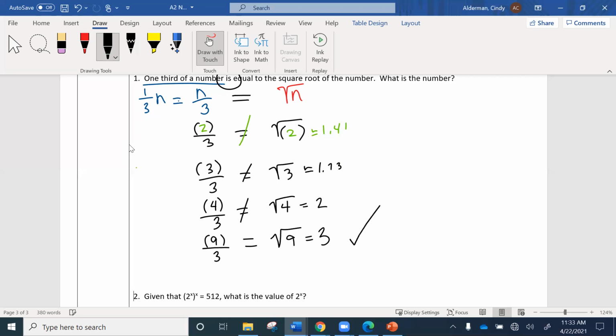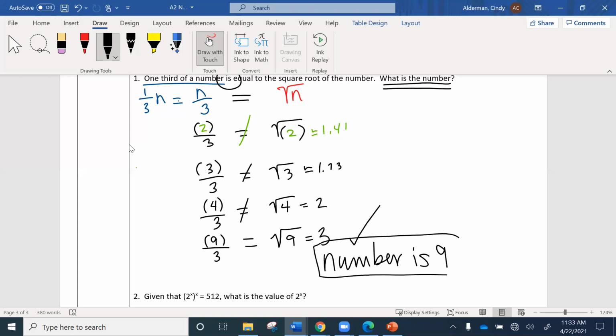So this checks out. All right, now we're going to go back to our question. What is the number? So our number was n, right? And that's where we were substituting the 2, the 3, the 4, and the 9. So the number is 9. Since if you divide it by 3, you get 3, and if you take the square root of 9, you get 3.